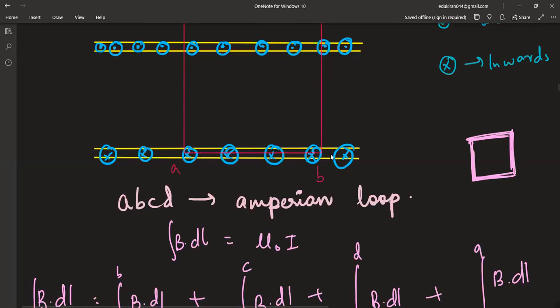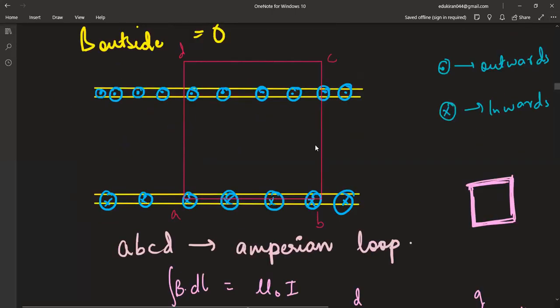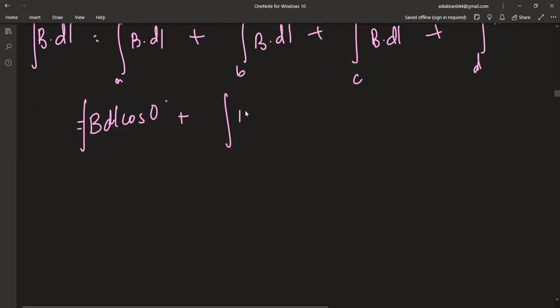This is lying parallel to the solenoid. So here, for B·dl, the angle is 0 degrees. When we are talking about BC, look here, BC is perpendicular, making an angle of 90 degrees. So here the integration will become B dl cos 90 degrees.